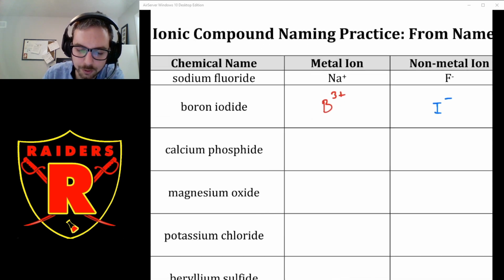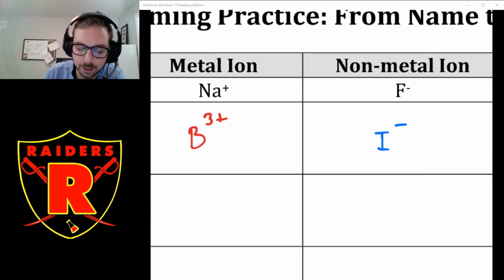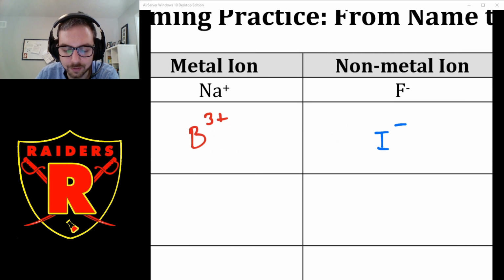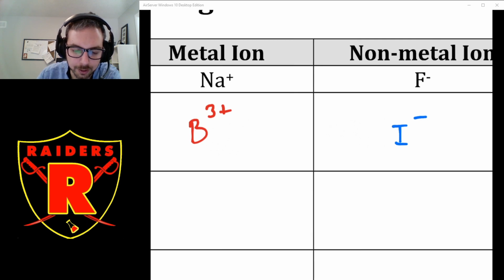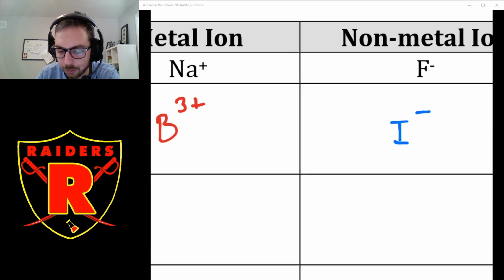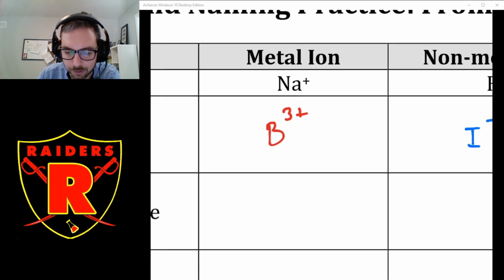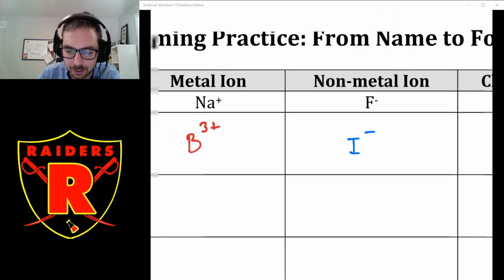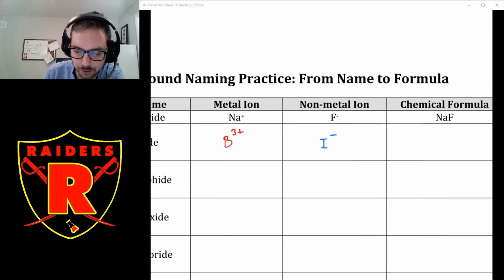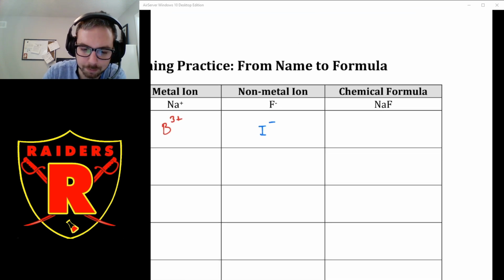And then in order to figure out the formula, again, we're going to think about how many we need of each in order to get to a total of 0. So in order to get to a total of 0 here, I would need 1 boron, and I would need 3 iodines to get to 0. So I have 3+, I need 3-, so I would need 3 iodines. So you could just right away write BI3.